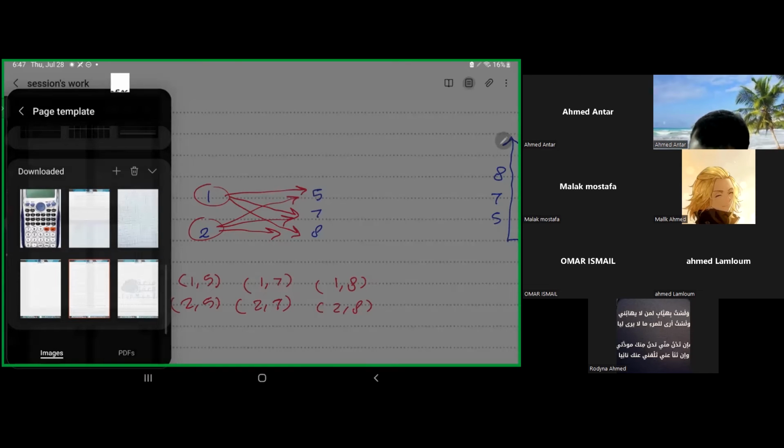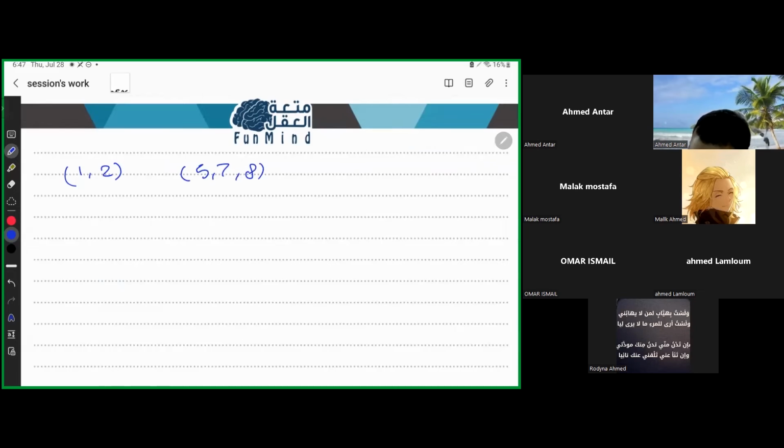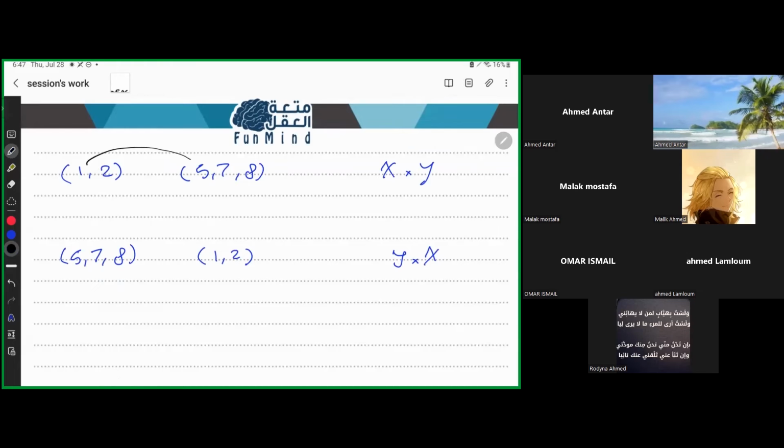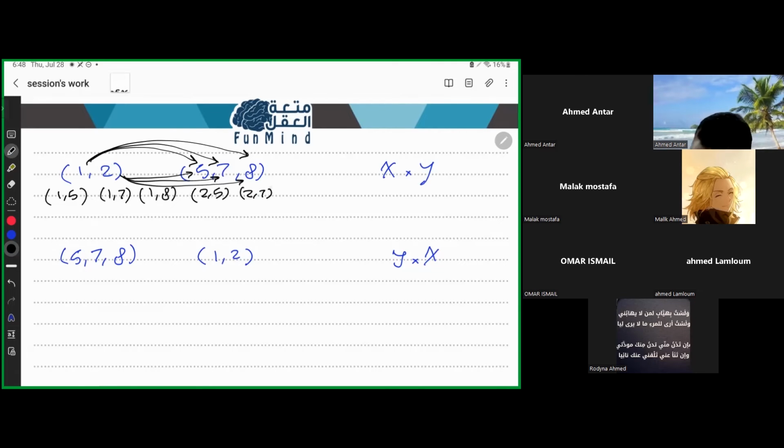لو جينا بدأنا ب 1 و 2 وهنا كان عندنا 5 7 8، دي كده هتبقى x كارتيزيان y. لو جينا بدلنا خلينا 5 7 8 firstly بعدين 1 و 2، يبقى دي كده y كارتيزيان x. هنعمل ايه؟ هنا الاوردر بيرز هتبقى 1 و 5، بعد كده 1 7، بعد كده 1 8، يبقى دي كده الاوردر بيرز الاولانيه اللي طلعت لنا. بعد كده هنا هتبقى 2 5، 2 7، و 2 8. الكارتيزيان برودكتس دي هتبقى مختلفة عن الكارتيزيان برودكتس اللي هتطلع من هنا.